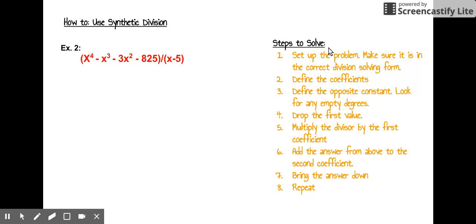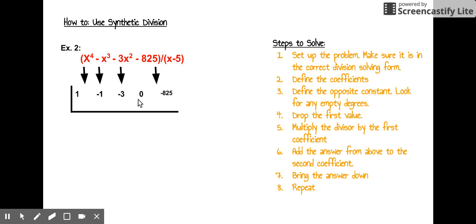Now we want to define the coefficients. Our first coefficient is 1, our second coefficient is -1, our third coefficient is -3. But if you see here, we are missing a term. It goes x to the 4th, x to the 3rd, x to the 2nd. There's no x. It goes immediately to the constant. Because of that, we have to put a placeholder in there. As you see right there, we have that 0. That 0 acts as a placeholder. You can't just leave out values. You have to have something there to keep its spot, to keep the seat warm for it. Or else, if you don't do that, your synthetic division won't work.